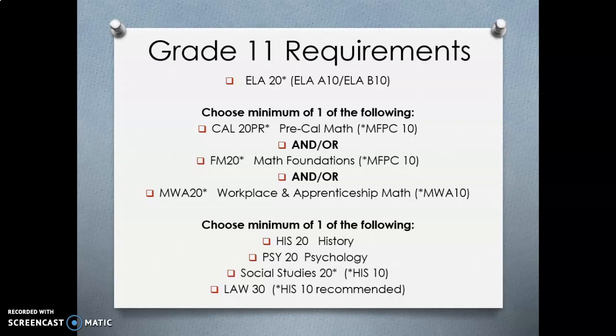Then you need to pick one of the following: either a history 20, psychology 20, social studies 20, or law 30. This is a requirement for graduation. So one of those classes must be picked when you are going into your grade 11 year.